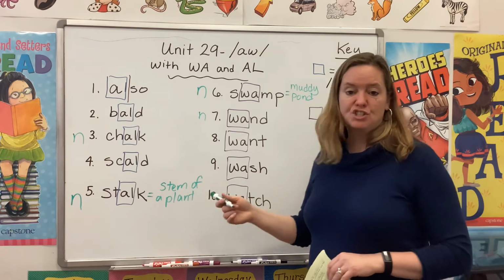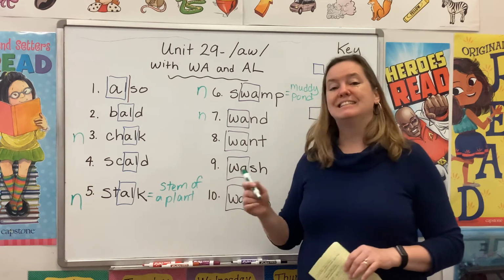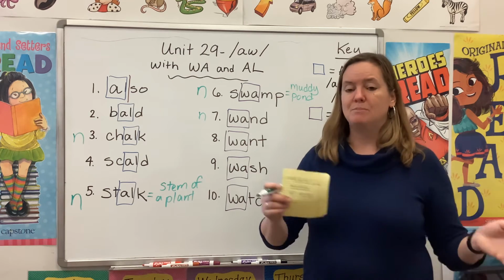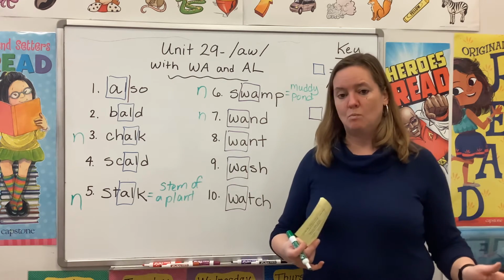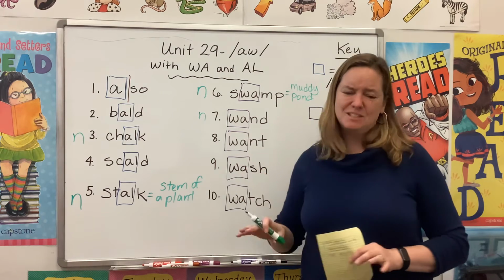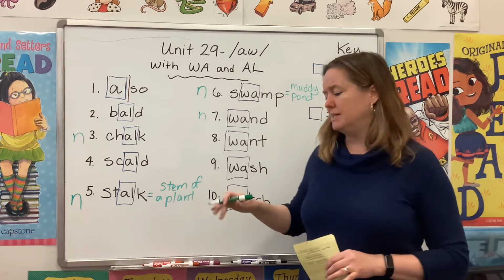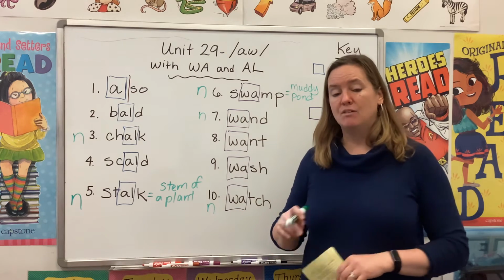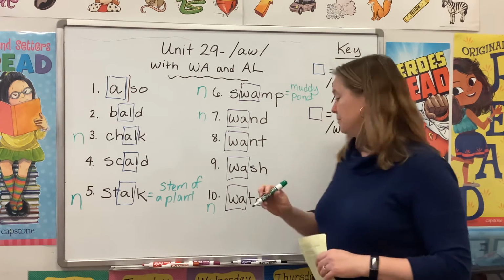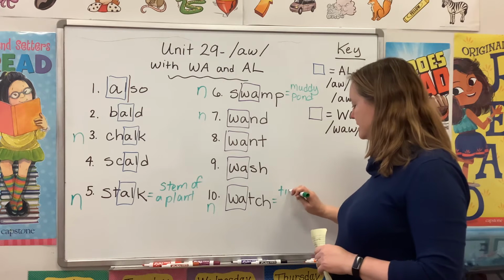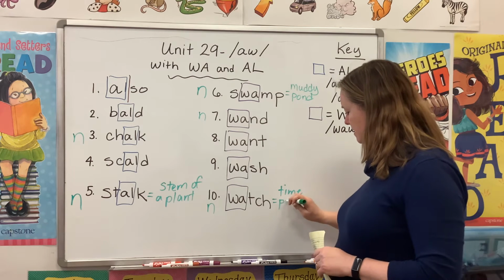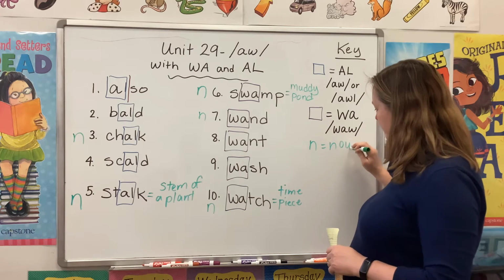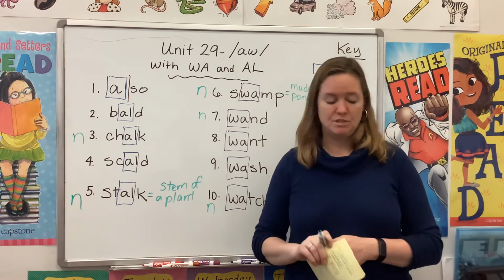A wash, well, you could use that as a noun if you're talking about a wash, like I gave it a wash, or please take the wash out of the machine. But that's more often used as a verb, so let's skip that. A watch can be a noun if we're talking about something you wear on your wrist. So if we're talking about a timepiece, that is a noun. Okay, so we have lots of nouns this week.